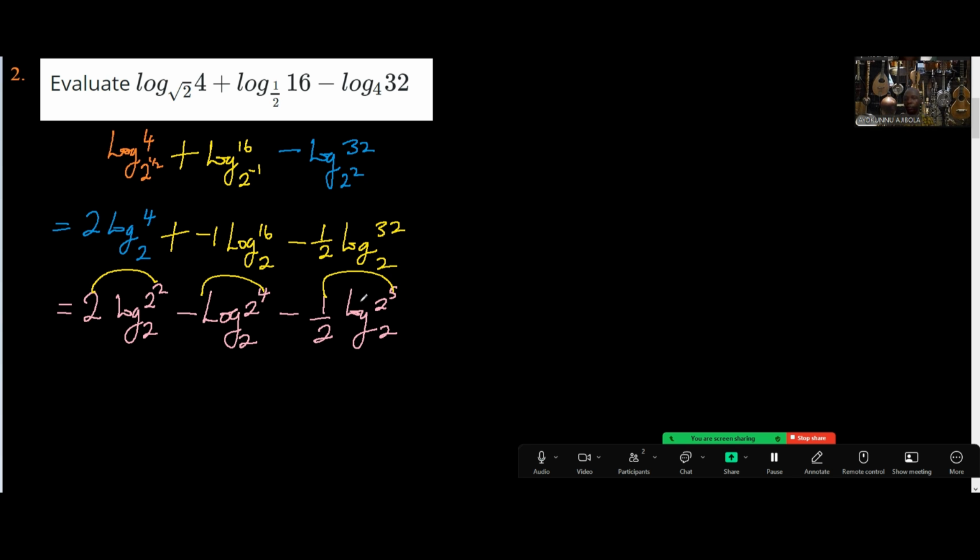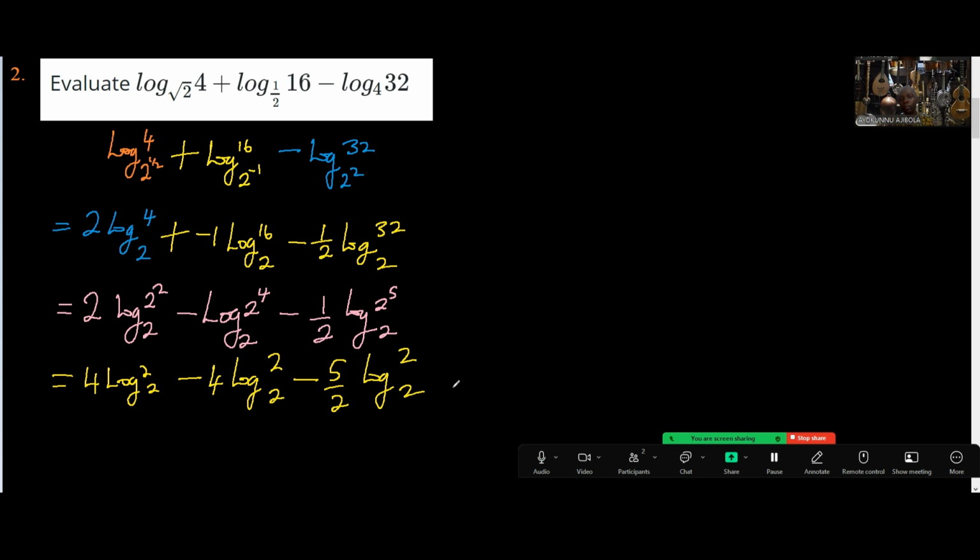So this is now going to become this 2 times the 2 here, that will be 4. So this will become 4 log 2 base 2, then minus, this 4 is coming here, minus the other one, which is also 4 log 2 base 2. Then this 5 is coming here to multiply half. 5 times half is 5 over 2. So that is minus 5 over 2 log 2 base 2. Now, it is 2 times 2 that give us 4 here. That's why we have this 4.